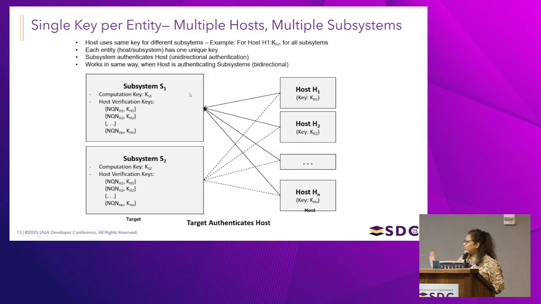So the objective of this slide is single key per entity. In a typical NVMe fabrics, we'll have multiple hosts and multiple subsystems. What we are trying to show is that every entity has its own unique key. And the verification entity, if the subsystem is verifying a host, has to store all the keys of all the hosts. Yeah, and it works in the same way. When the host is authenticating the subsystem, the host will store all the keys of all the subsystems, which is not shown in this diagram.